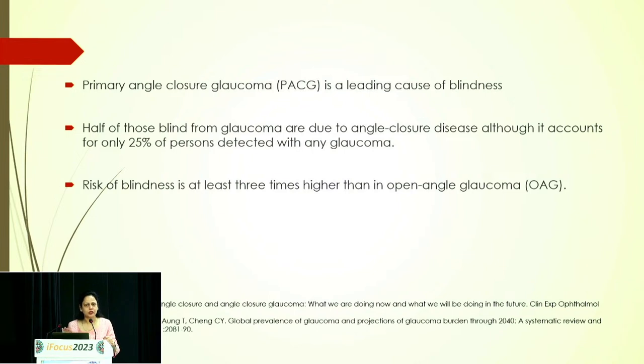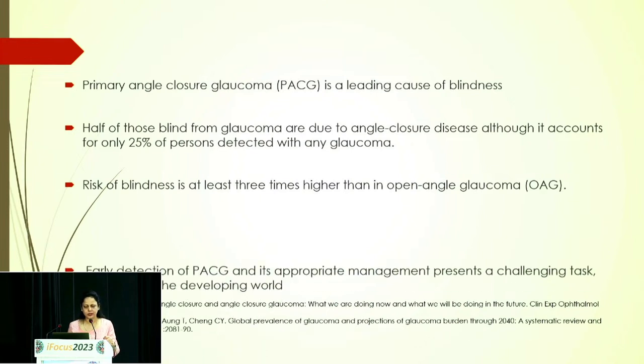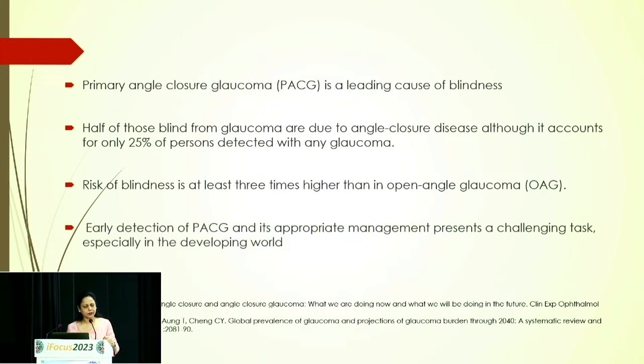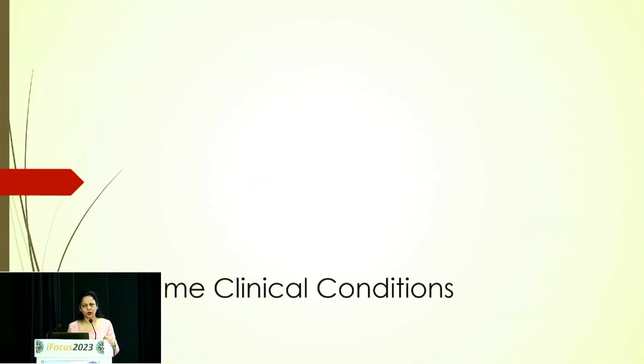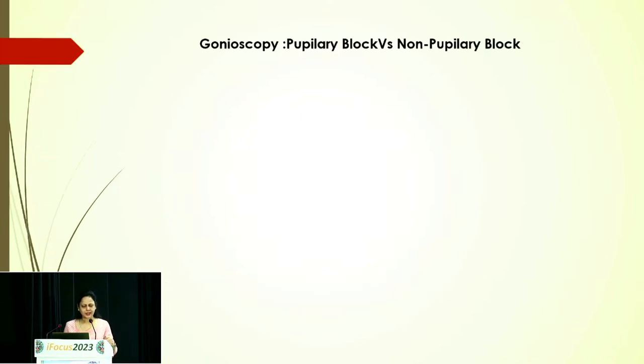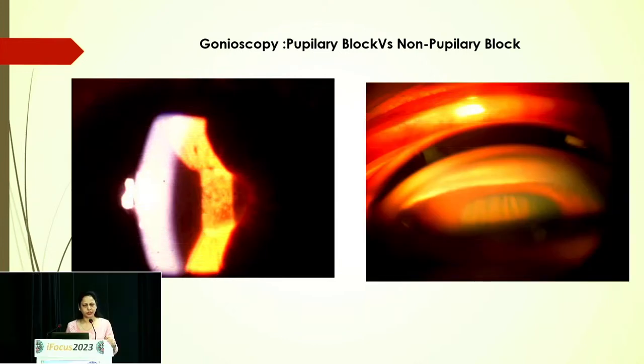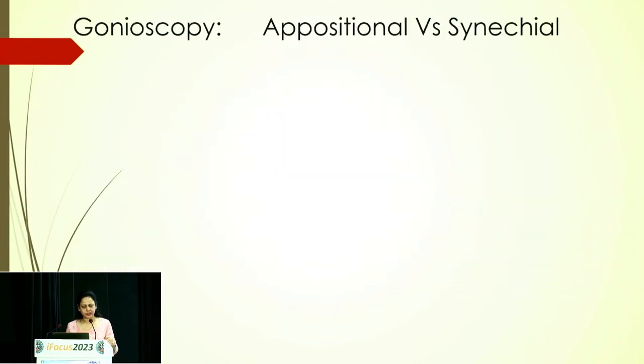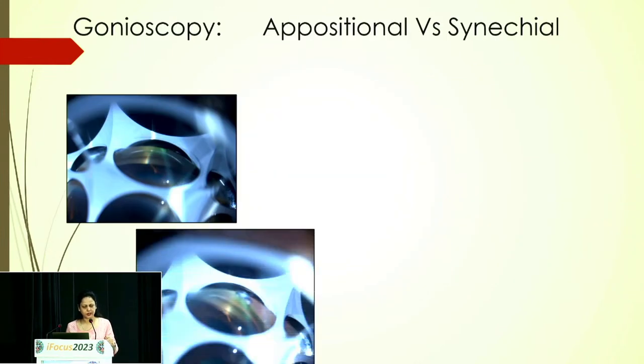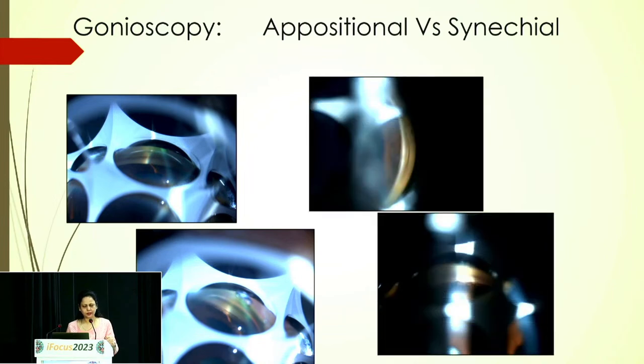A simple gonioscope can help you get rid of an uncontrolled pressure. We'll see in the subsequent slides how that happens. When we talk about angle closures, early detection of angle closure disease helps a lot in appropriate management, because it can be a challenging task for all of us, especially in countries like ours. So let's see where this best friend is going to come along with you. In some of the clinical cases, whether it's a pupillary block or a non-pupillary block, the differentiation matters because the management differs a lot. We'll cover it again. The appositional closure, this is with the four-mirror images, and then synechial closure.